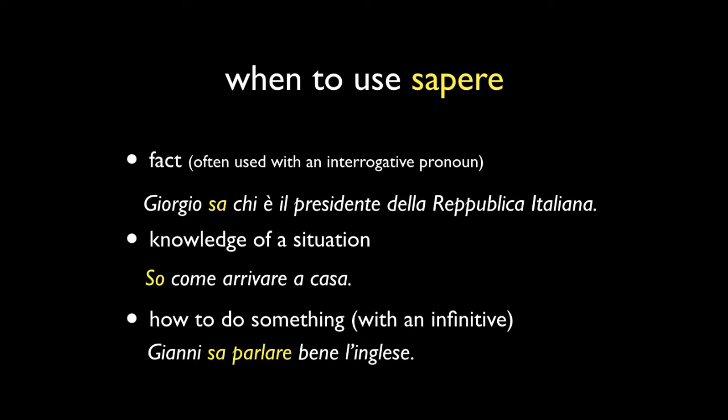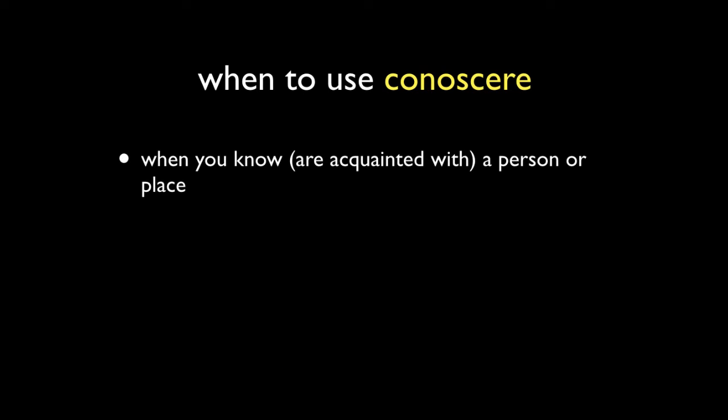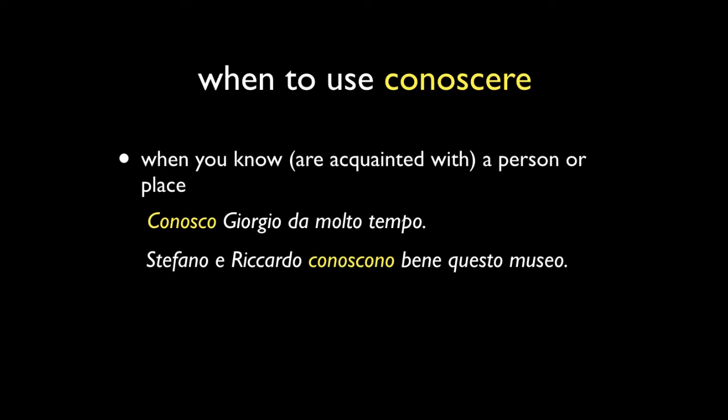and competence in doing. Moving on to conoscere, this is used when you know or are acquainted with a person or a place. So you can use it in this case, like conosco Giorgio da molto tempo. I've known Giorgio for a long time. Or you can also use it in the situation where you know a city, conosce bene Roma. Or like this example, they know a museum well. Stefano e Riccardo conoscono bene questo museo. So Stefano and Riccardo know this museum very well.